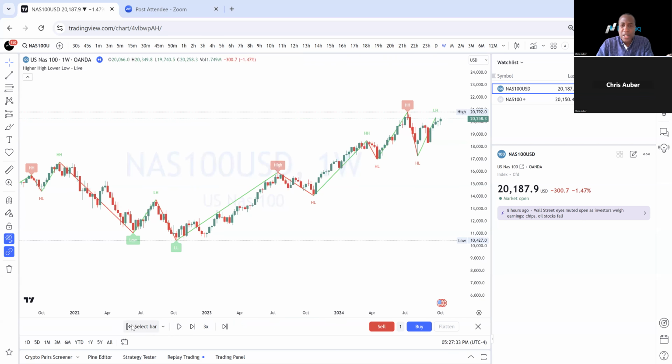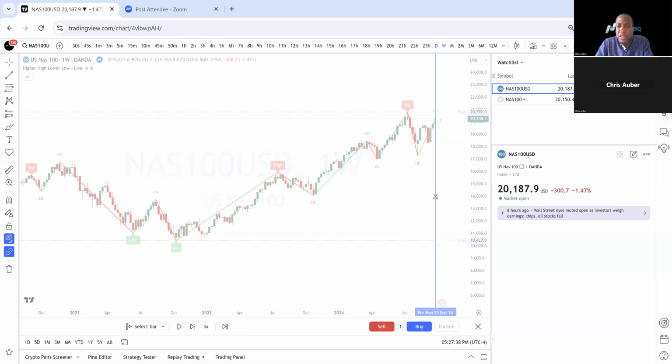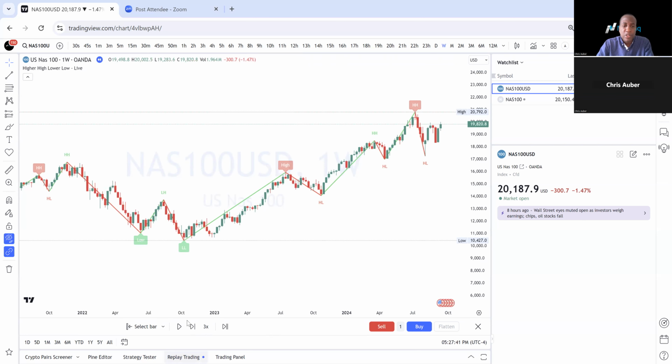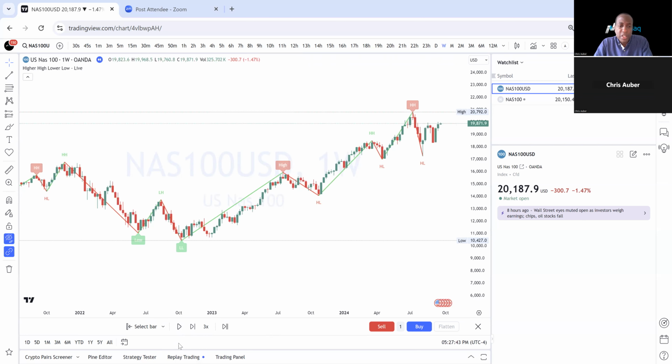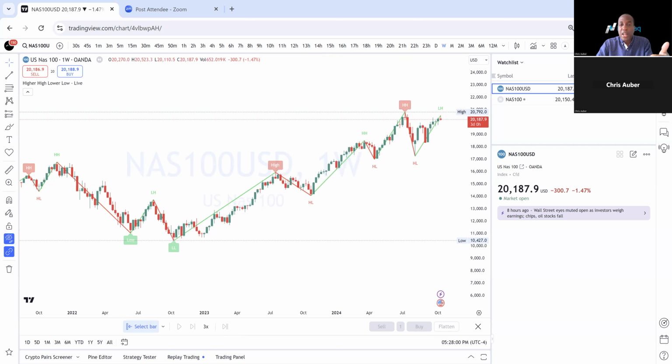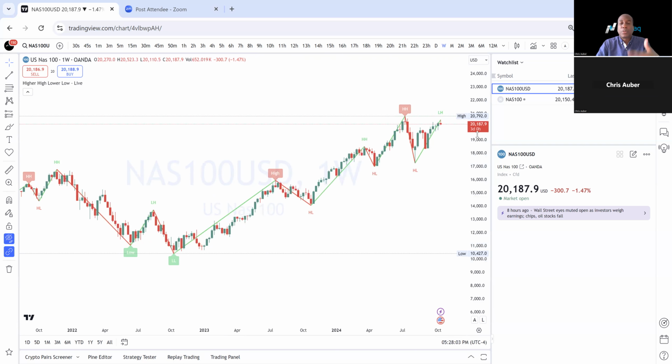We can actually go back and check some more. If we put this cursor here, we'll see that the first week that the lower high was created was the week of September 23rd. Now what it has done is that it has consistently pushed up since September. This is where we're at right now. What that means is that the bullish trend is still strong.